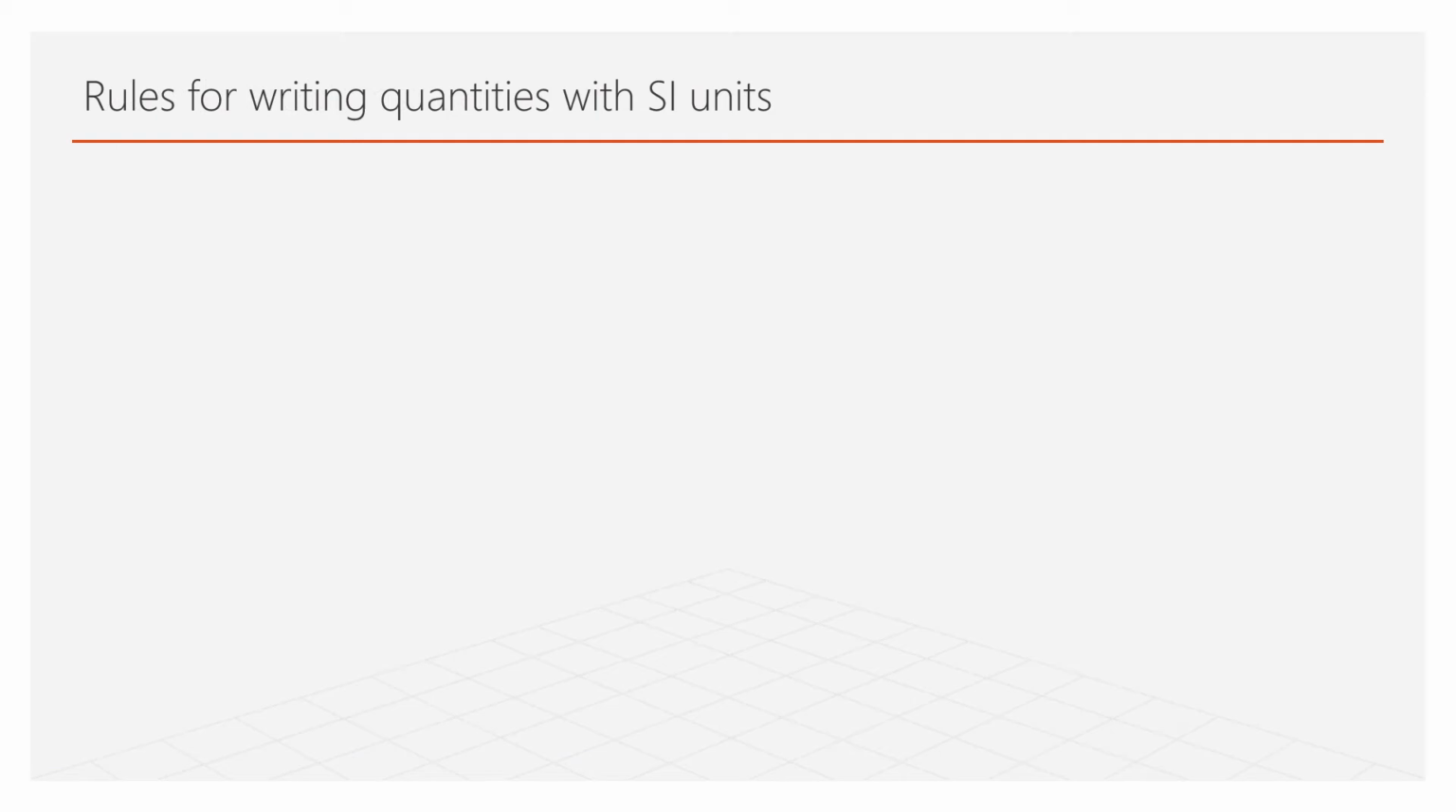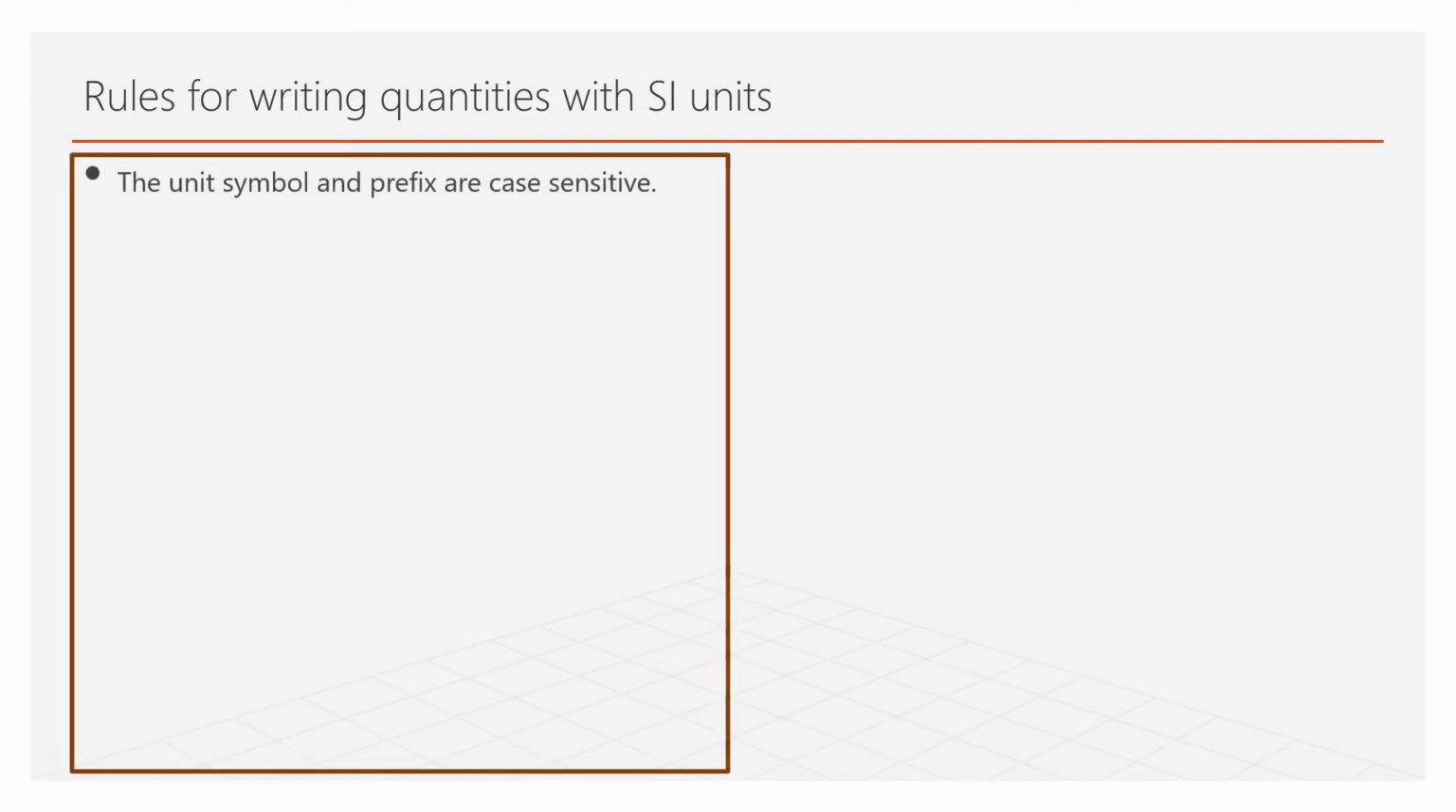Let's now review the rules for writing quantities with SI units. The unit symbol and prefix are case sensitive. So for example, a lowercase m, a lowercase s, lowercase kg, capital M followed by a lowercase m, and 2 lowercase letter m are all correct units. However, a capital M to be used as a meter is incorrect, or a capital SEC, a capital K followed by a lowercase g, or 2 capital M to represent millimeter are all incorrect units for the above quantities.